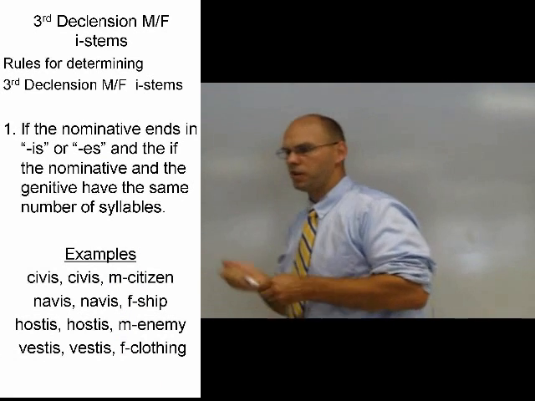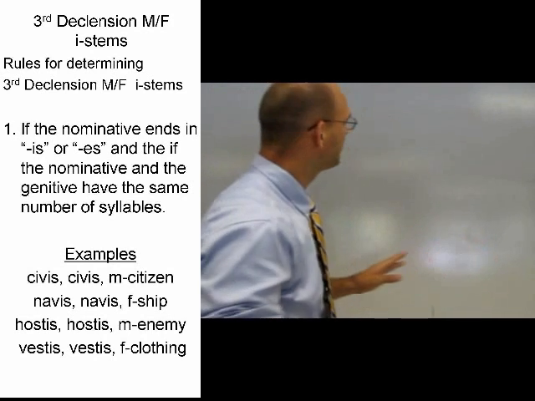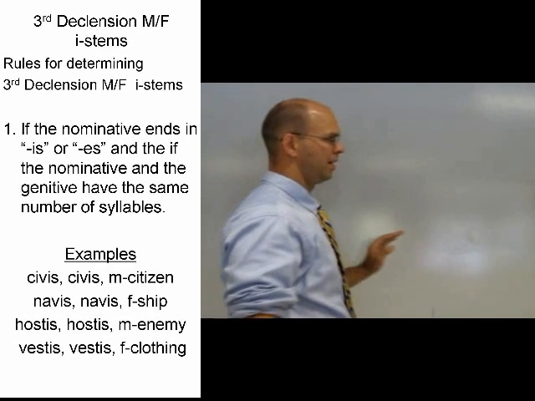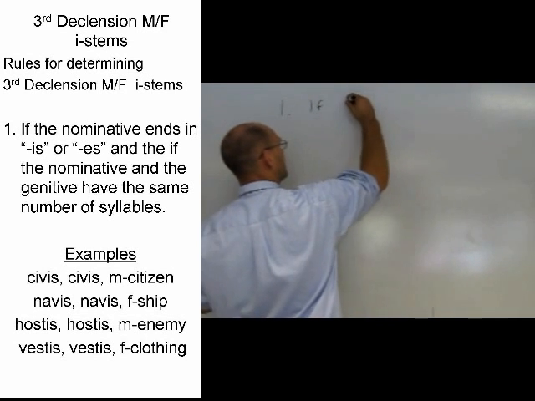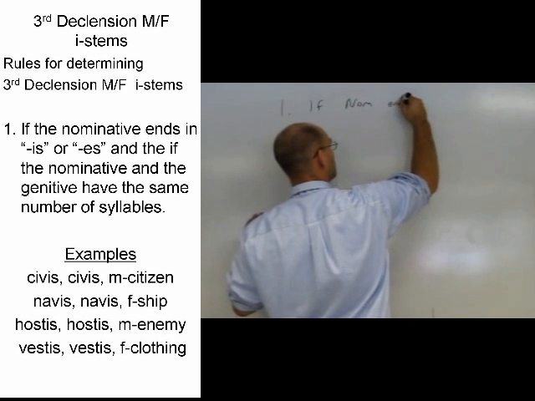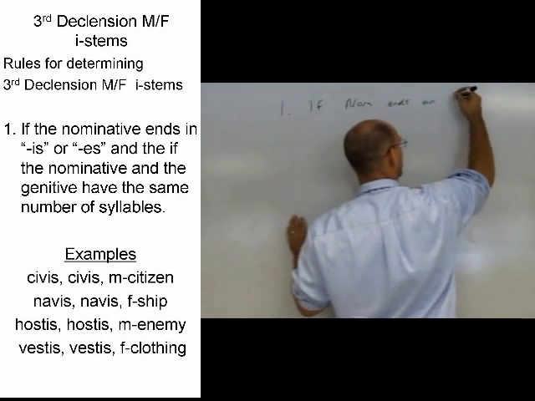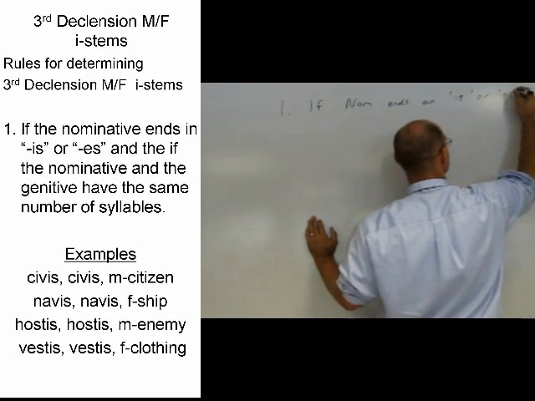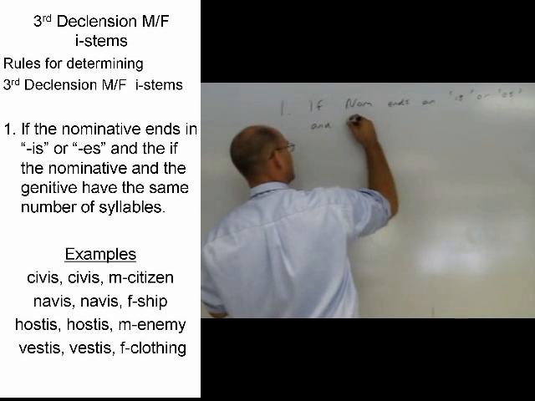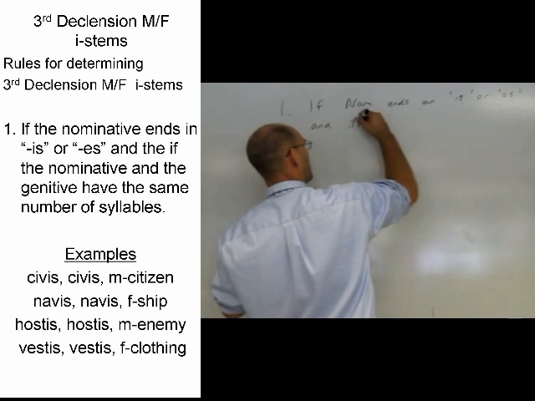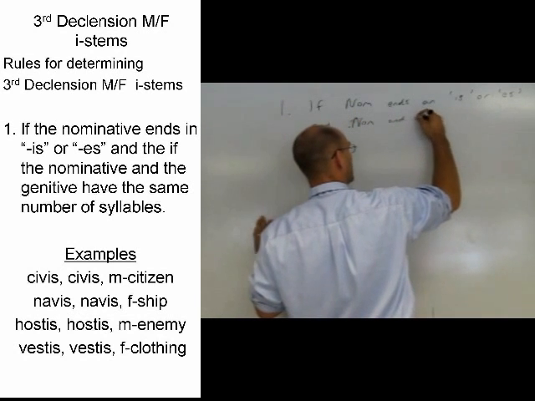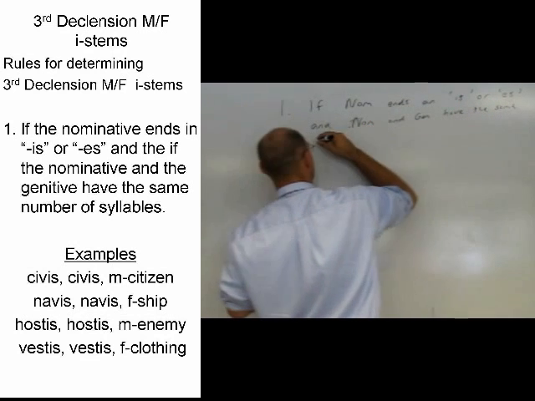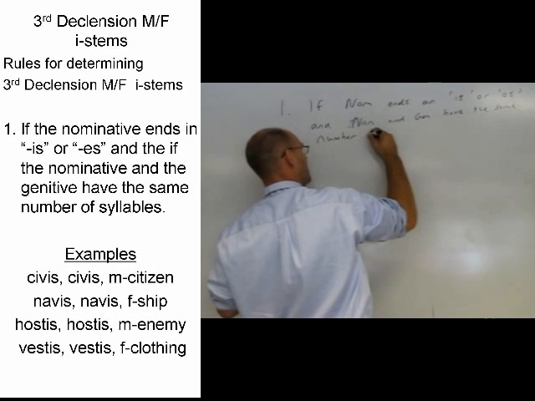So I'll tell you what the two rules are to figure out if it's an I-stem. Rule number one is if the nominative ends in either -is or -es, and the nominative and genitive have the same number of syllables.